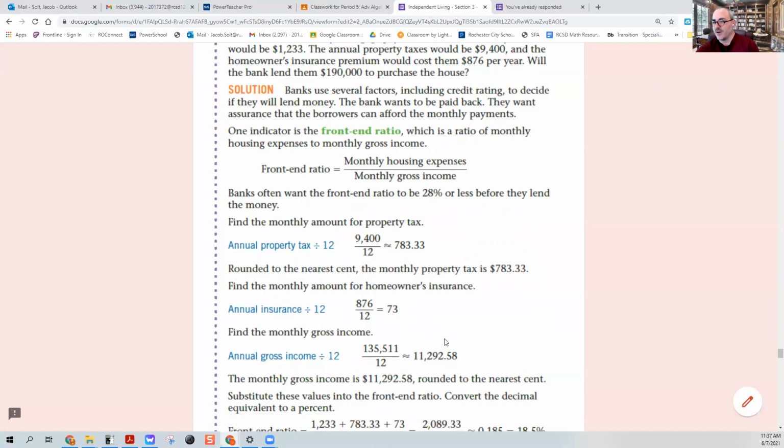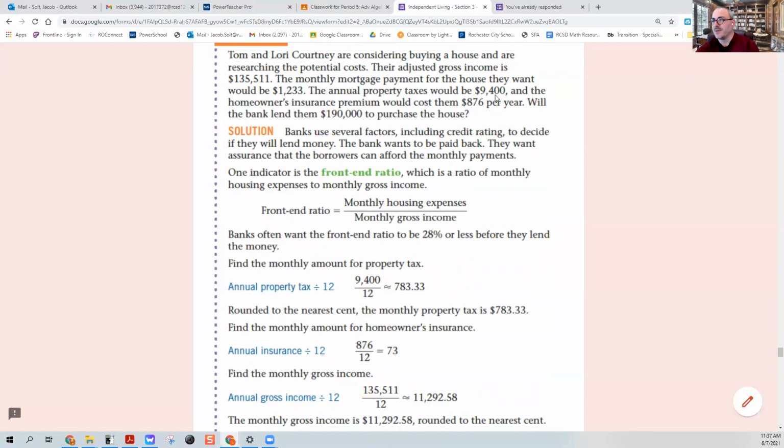And now we need to figure out what they make, and we already know what the monthly payment's going to be. The monthly mortgage payment is $1,233. We don't need to do any math with that one. It's already in a monthly figure. But now we need to turn this $135,511 into a monthly figure in order to do this ratio.